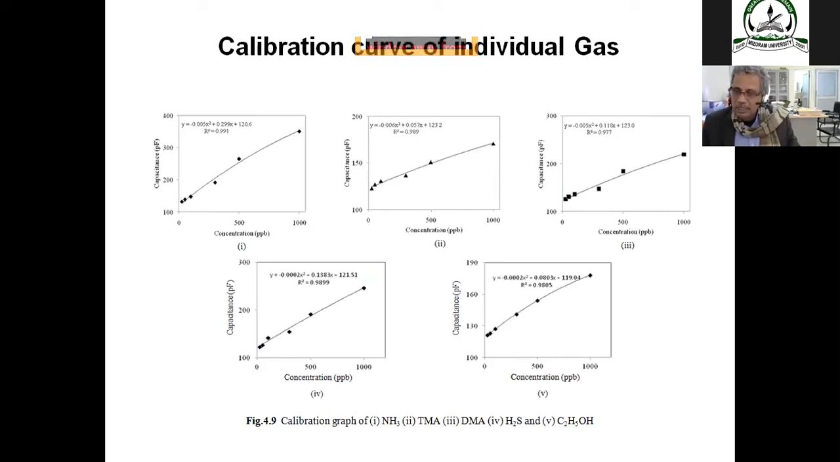Calibration we have done for individual gases. This is the equation; different gases we have done: CH3, TMA, DMA, H2S, C2H5. Because if you test fish and food, ammonia alone cannot do it. Whatever work they have done, they only sense the ammonia.